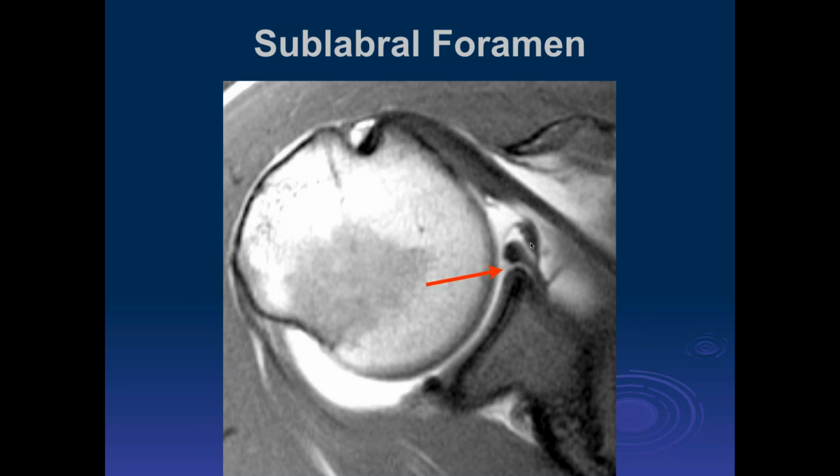And then what's this structure here? That's the middle glenohumeral ligament. So there's a middle glenohumeral ligament, labrum, here's the bone, and that's the sublabral foramen. If this was below the equator, would you call it part of these? Yeah. Okay.